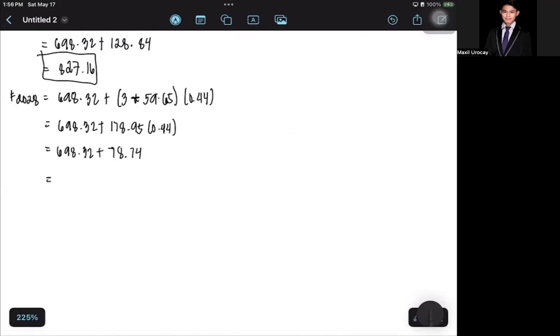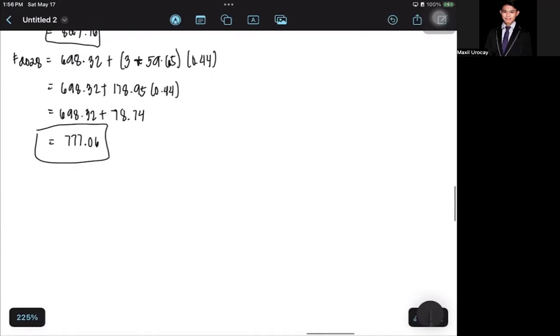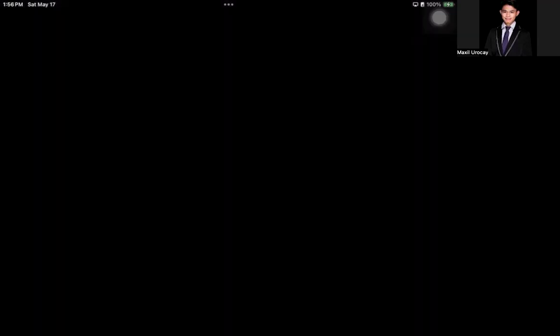So this is actually 698.32 plus 78.74. It will become 777.06. So that means your forecasted data for 2028 decreases from 827 to 777.06. And for the forecasted data for 2029, from 698.32 plus 4 times 59.65 and 0.44, or actually, earlier is your data. I'm so sorry, that went off. You will actually reuse that one.